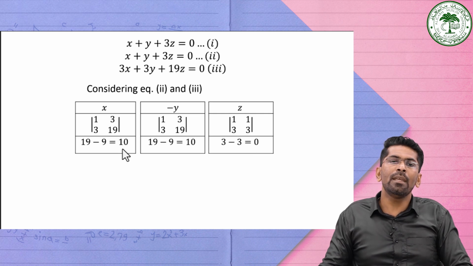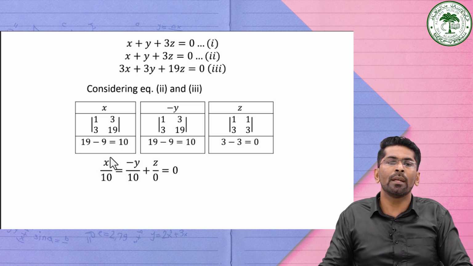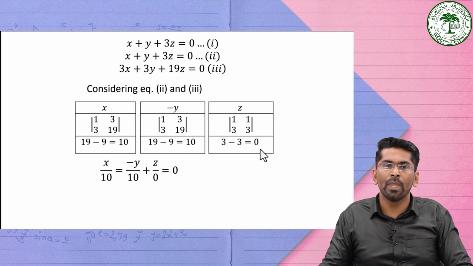So I am writing x by taking the determinant, in this particular format: x divided by 10. And here minus y, taking the determinant value, written in the denominator, that is 10, plus z divided by, here on the denominator side, we take 0.